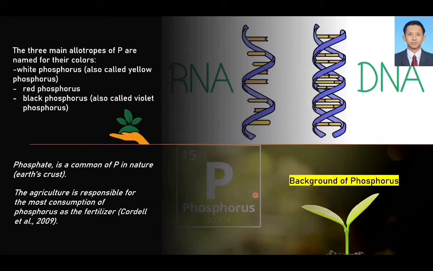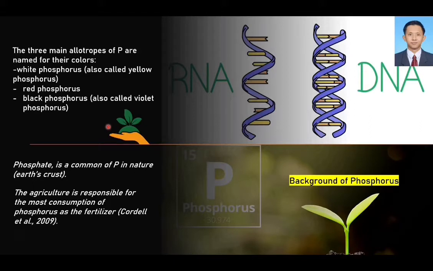So phosphorus exists in at least three allotrope forms. So what does allotrope mean? Allotrope, in short, is a form of an element with different physical and chemical properties. In this case, the three main allotropes of phosphorus are named for their colors, which are white phosphorus, red phosphorus, and black phosphorus.